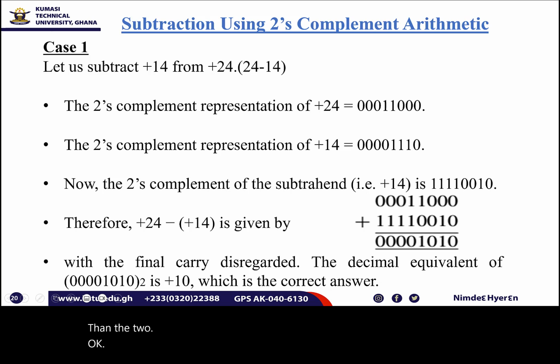Now let's look at case 1, where we have to subtract 14 from 24. Now the 2's complement representation in 8-bit for 24 is 0 0 0 1 1 0 0 0. The 2's complement for 14 is 0 0 0 0 1 1 1 0.